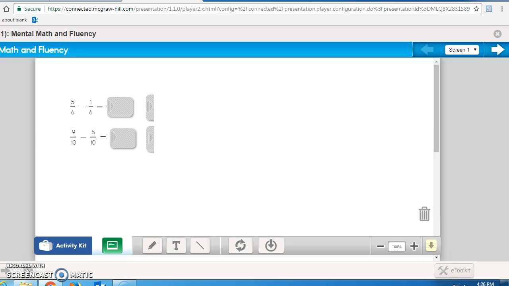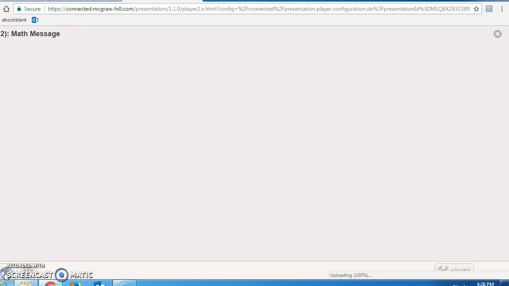As you can see on the screen, we are subtracting fractions. 5/6 minus 1/6. Denominator is the same, so subtraction with the numerators should be easy. 4/6. Again, 9/10 minus 5/10. The denominators on the bottom are the same, so we subtract the numerators, and 9 minus 5 is 4/10. Remember, never ever do we add or subtract the denominators that are on the bottom.